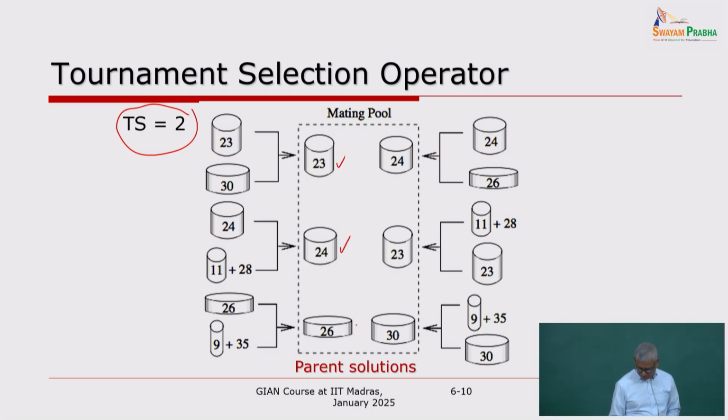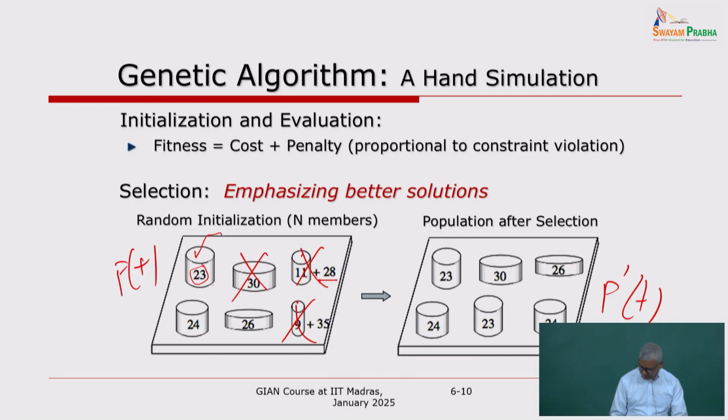26 versus 44, 26 wins. And I'm done with the end. Because I'm doing pairwise, I will have half the size filled up here. To fill the other half, I take another shuffle of this population and do it here and repeat the process. And I pick up the other half. This is how I get my P dash T. And this is exactly what I have here.